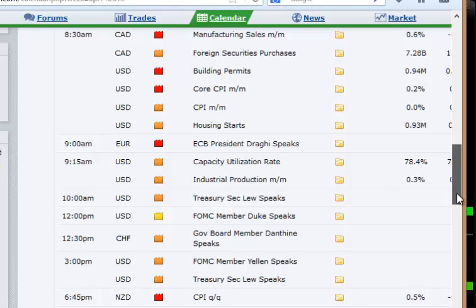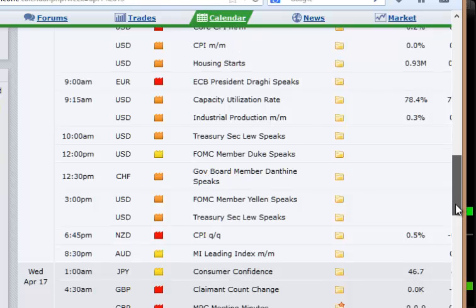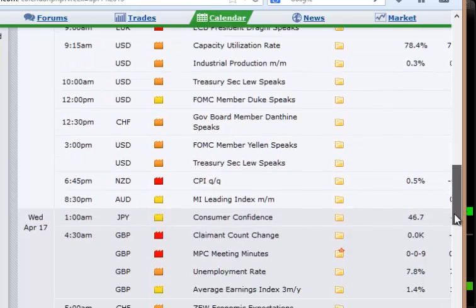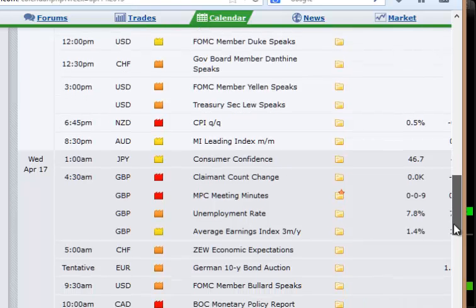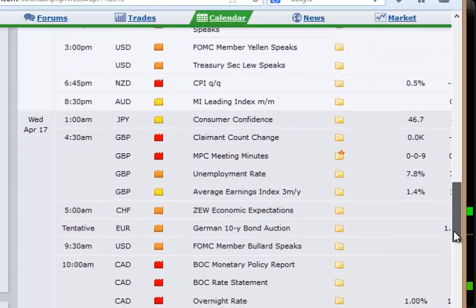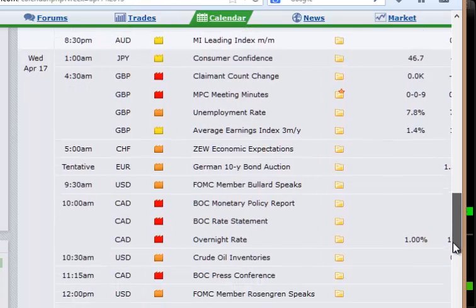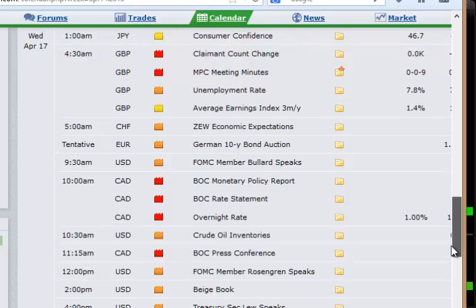This is one of our big 3 every month out of the U.S. at 8:30 a.m. Eastern time before the stock market opens on Tuesday, so we'll be half size ahead of that number, along with housing starts. You've got capacity utilization and industrial production that morning as well. A number of Fed members speaking, Treasury Secretary speaking, CPI out of New Zealand Tuesday night, the MI leading index out of Australia. Consumer confidence at 1 a.m. Eastern time out of Japan, going into Wednesday.